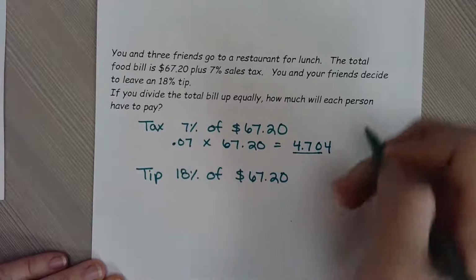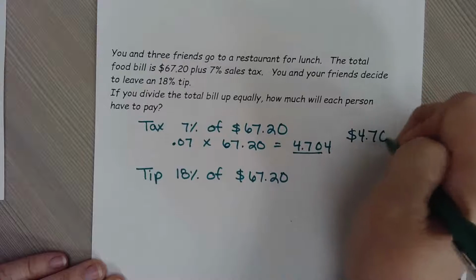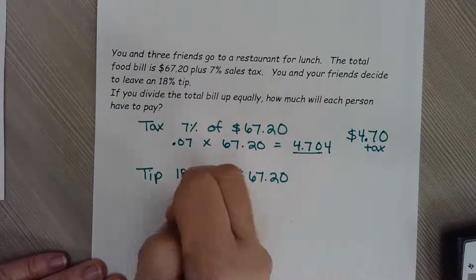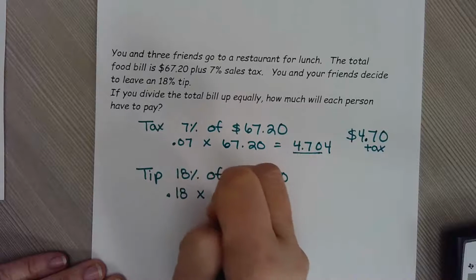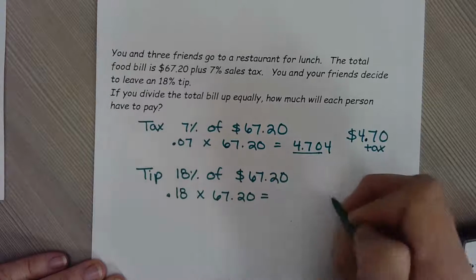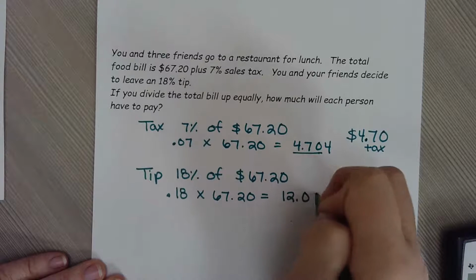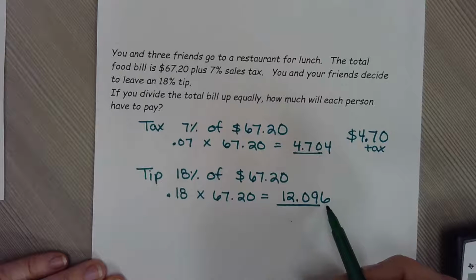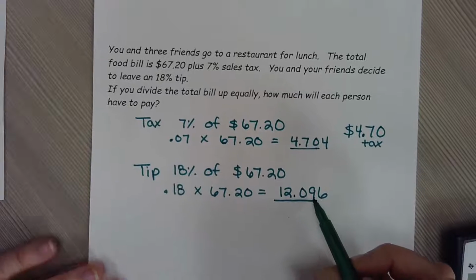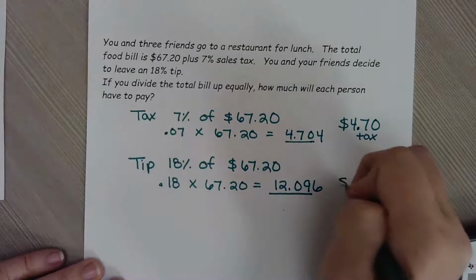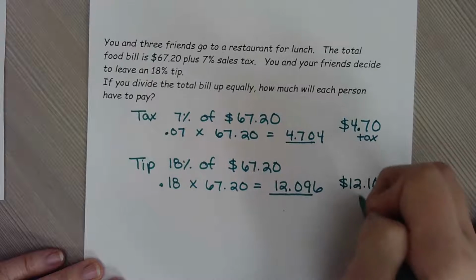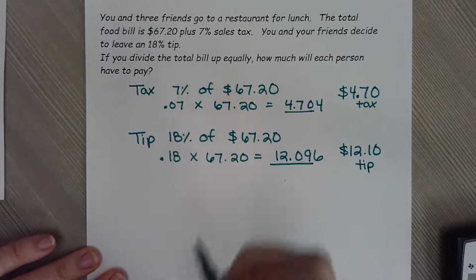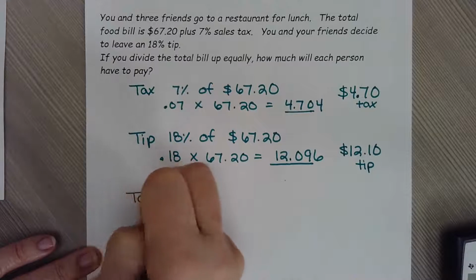Again, round so that we only have money written correctly here. That 4 tells you leave it alone. So $4.70 is our tax. Next, our tip, 0.18 times 67.20. Our calculator gives us this. 6 says round up. We need to round that 9 up to a 10. So $12.10 for our tip.